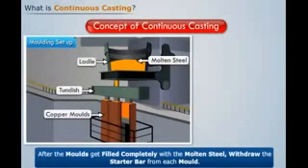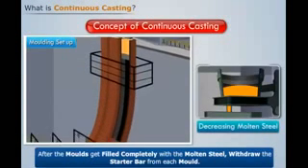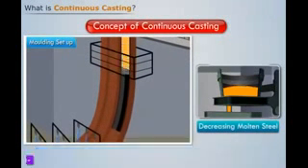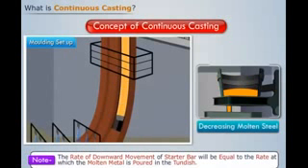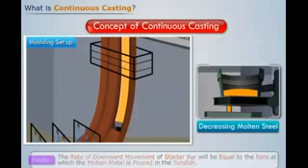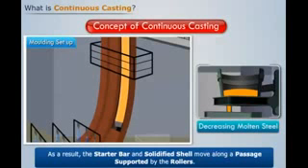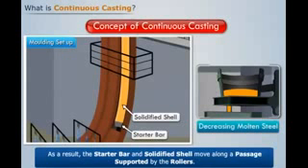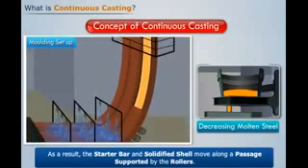After the molds get filled completely with the molten steel, withdraw the starter bar from each mold. Note that the rate of downward movement of the starter bar will be equal to the rate at which the molten metal is poured in the tundish. As a result, the starter bar and solidified shell move along a passage supported by the rollers.